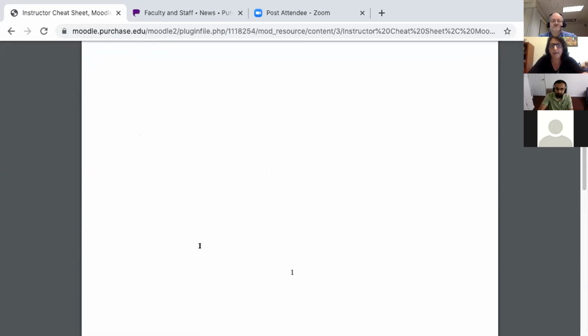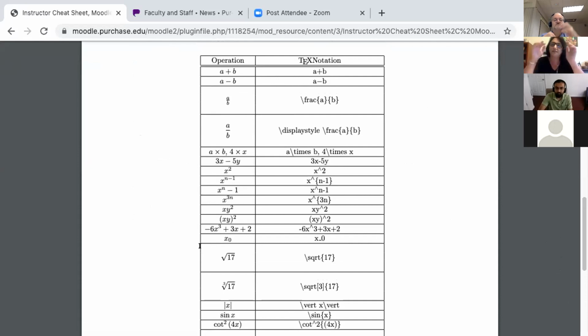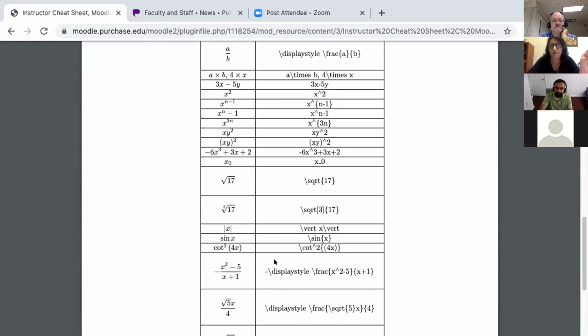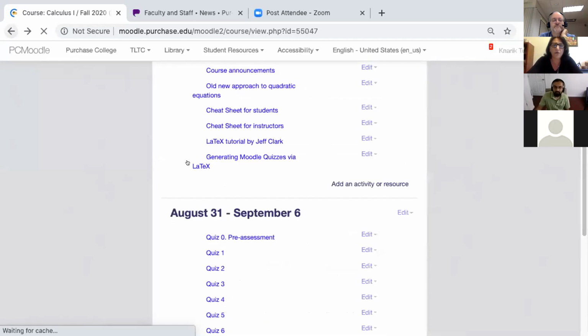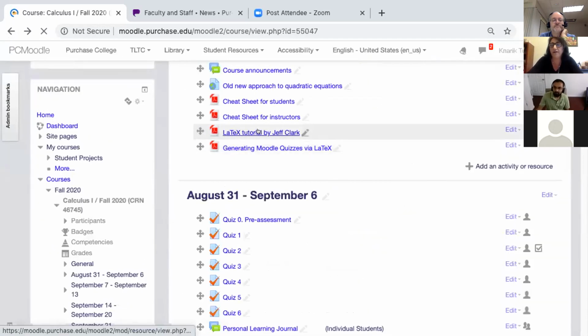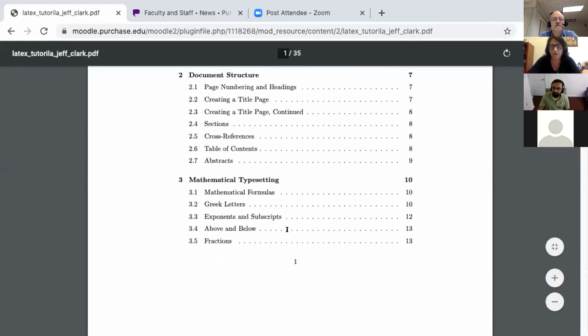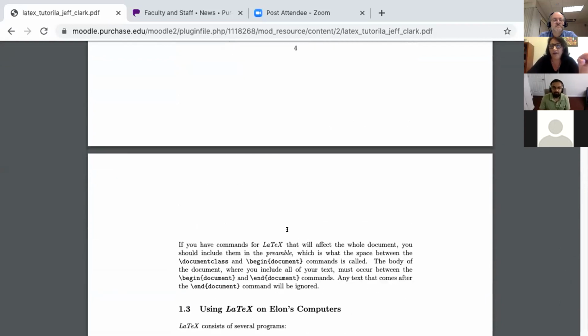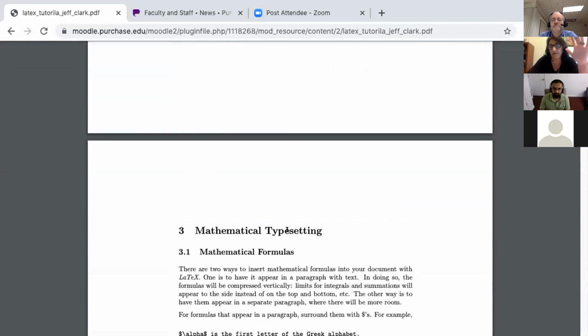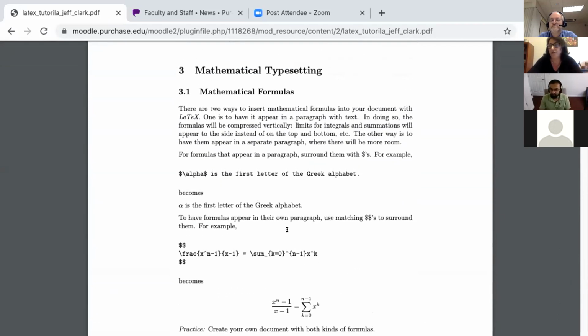But here are some TeX notations that are commonly used, or at least I commonly use: A plus B, a fraction, multiplication, exponent or superscript, square root or cubic root. I will share it after the workshop, but I also have this latest tutorial by Jeff. You don't need to read everything, but there is a section on mathematical typesetting where, in my opinion, he describes it very nicely. You can refer to it if you need, for example, the sum symbol: you just look at that and type it in.